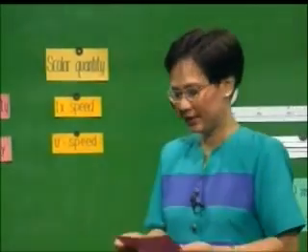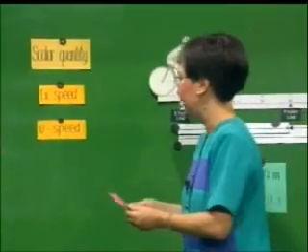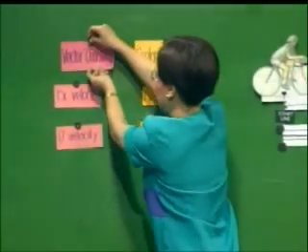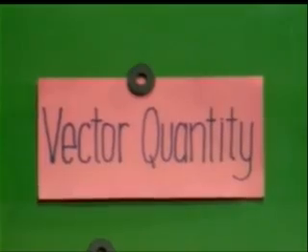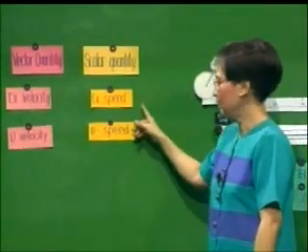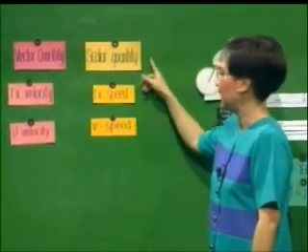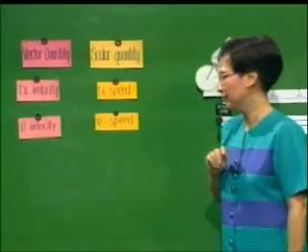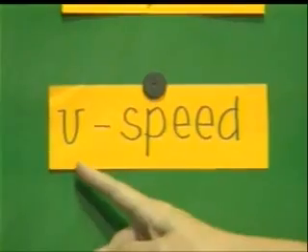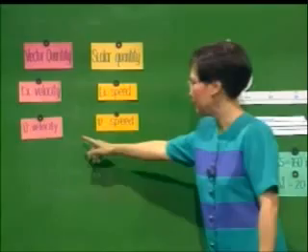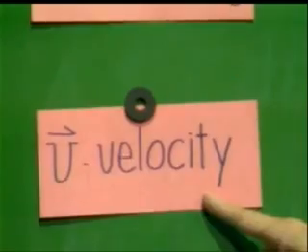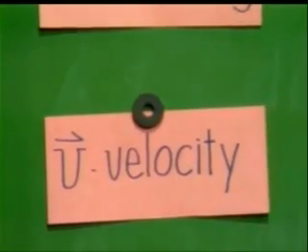A description of how fast the car is going and which direction it is headed is referred to as velocity. Such a quantity, which has both magnitude and direction, like velocity, is called a vector quantity. On the other hand, speed, which has magnitude only, is called a scalar quantity. In symbols, the speed is symbolized by the letter v, while velocity, which is a vector quantity, has the same letter v, but with an arrow on top.